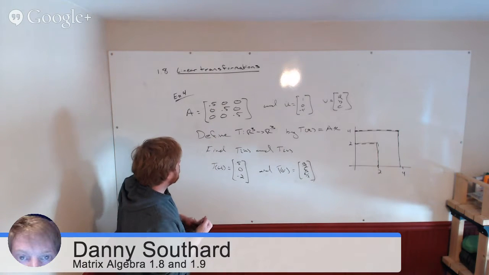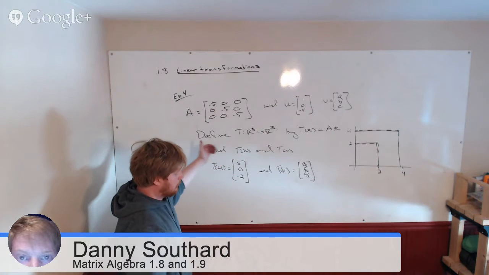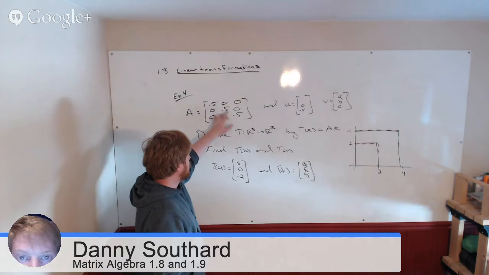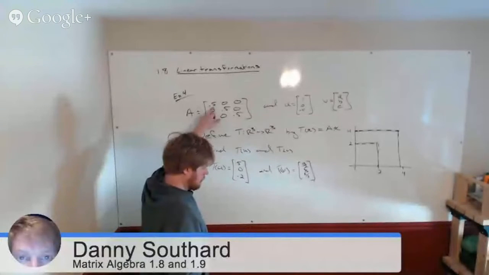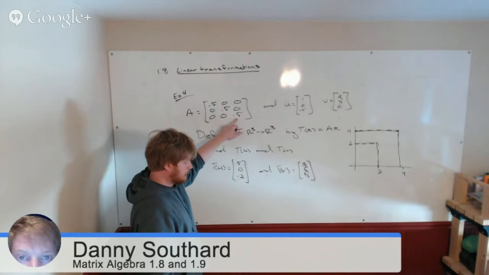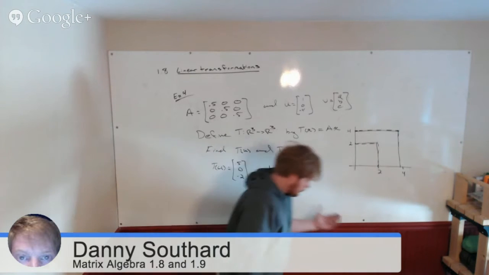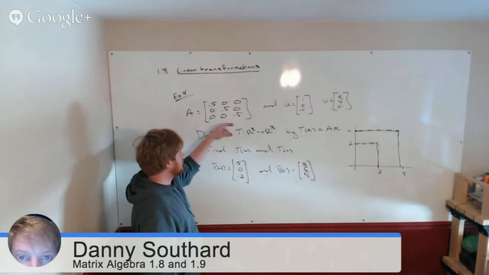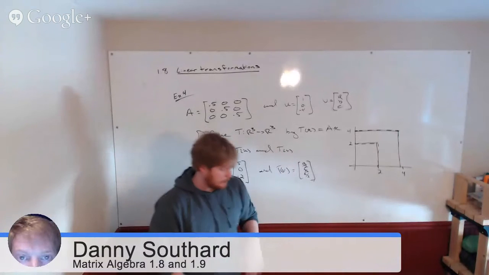So we call this either a contraction or dilation. It's a contraction when these values are less than 1, and a dilation when these values are greater than 1. One more time. Contraction when these values are less than 1, dilation when these values are greater than 1. So dilation getting bigger, contraction getting smaller.